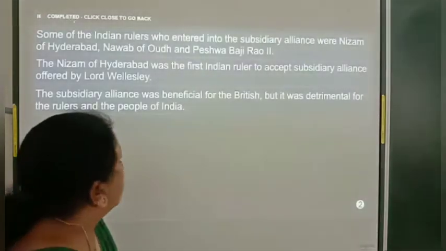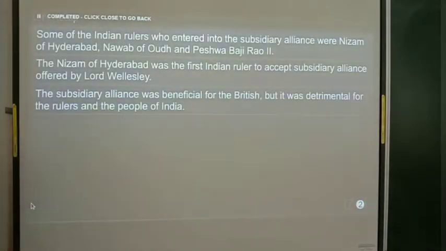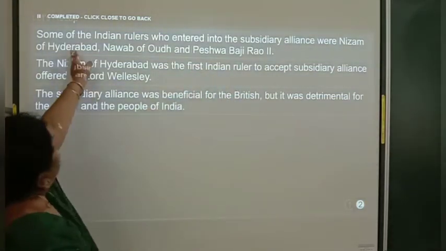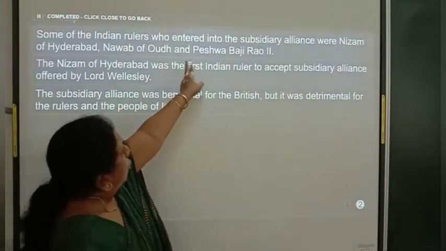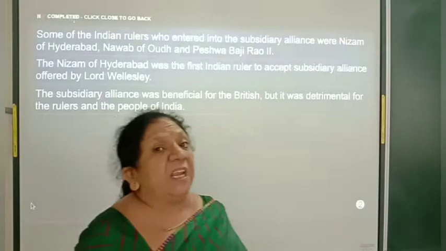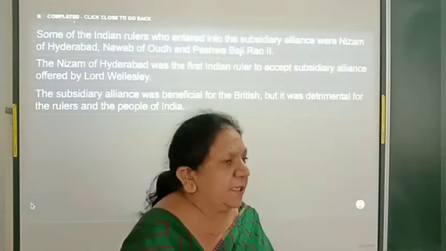So this was detrimental for the rulers and the people of India. And first, it was the Nizam of Hyderabad, the Nawab of Oudh, and Peshwa Baji Rao II. These came into the clutches of the subsidiary alliance.